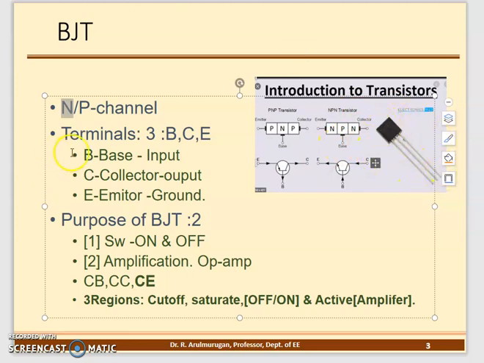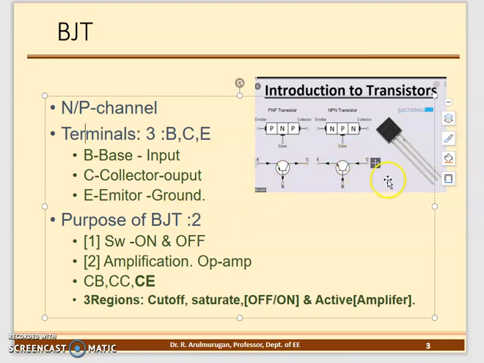Okay, coming to the transistor, what does it consist of? It consists of three terminals. What are the three terminals? Base, collector, emitter. So the input you are giving is to the base terminal. Collector to emitter is called the output. So this is about the output.